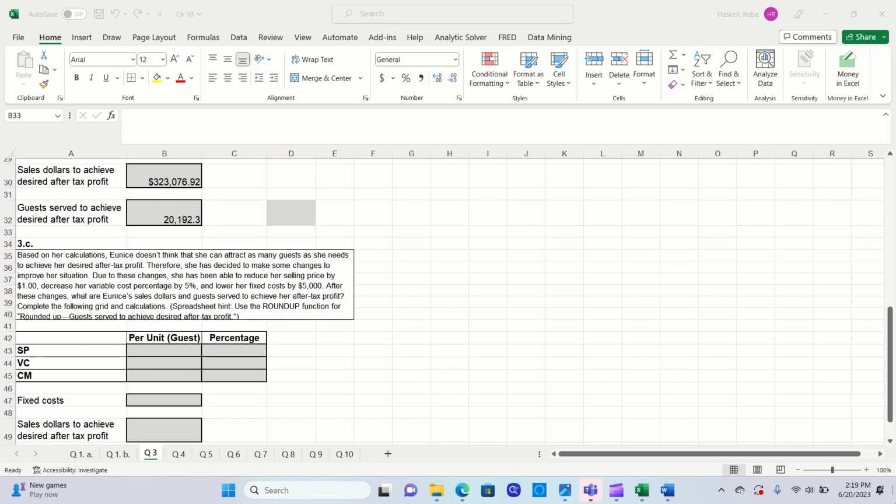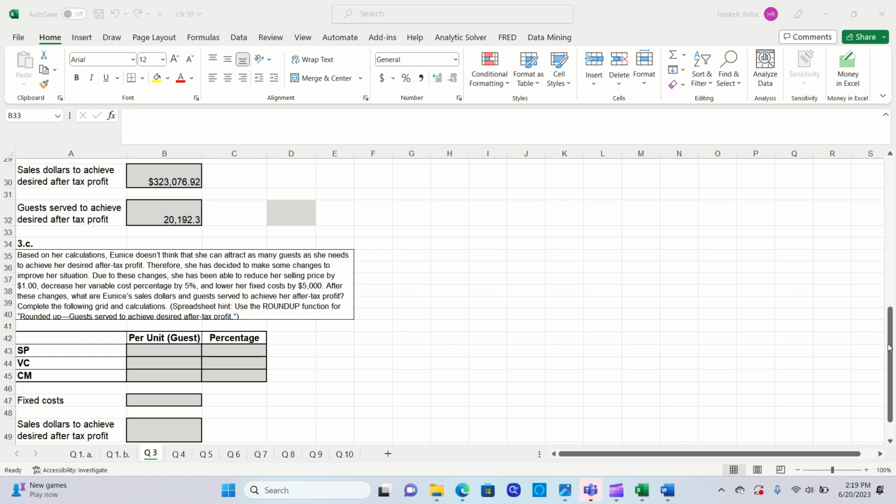All right, based on our calculations, Eunice doesn't think she can attract as many guests as she needs to achieve her desired after-tax profit. Therefore, she's decided to make some changes to improve her situation. Due to these changes, she's been able to reduce her selling price by $1, decrease her variable cost percentage by 5%, and lower her fixed cost by $5,000. After these changes, let's calculate what the sales dollars and the guests served need to be to get her desired after-tax profit.